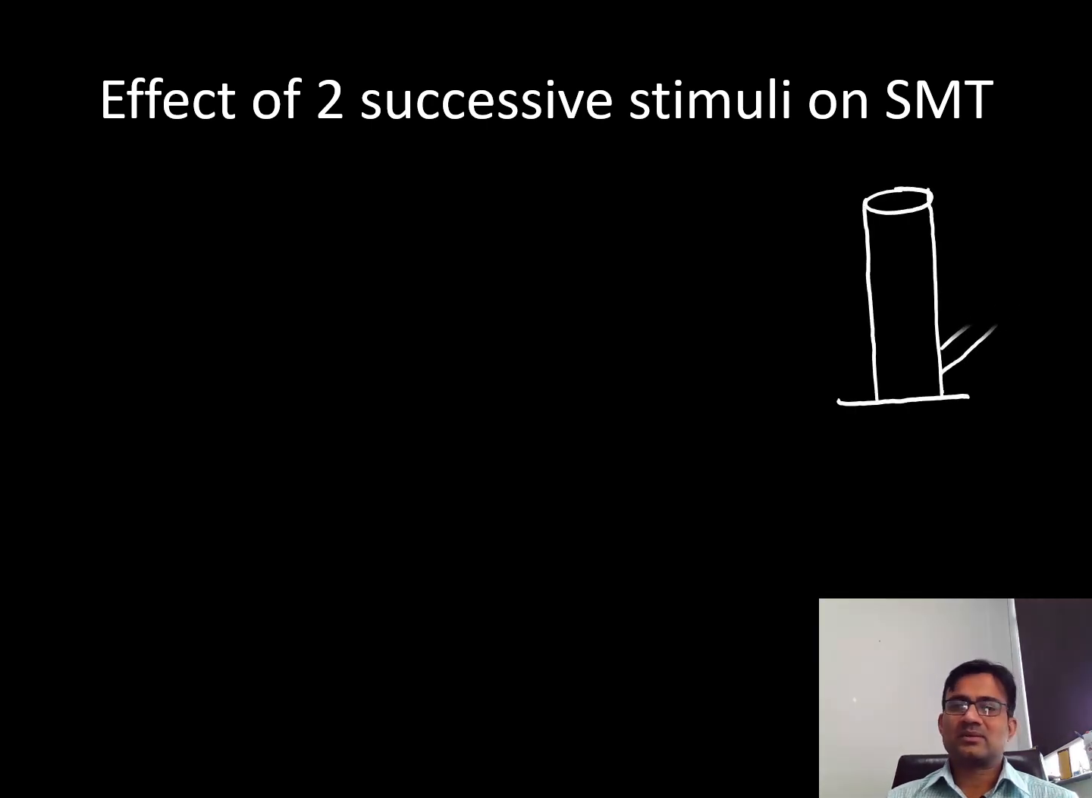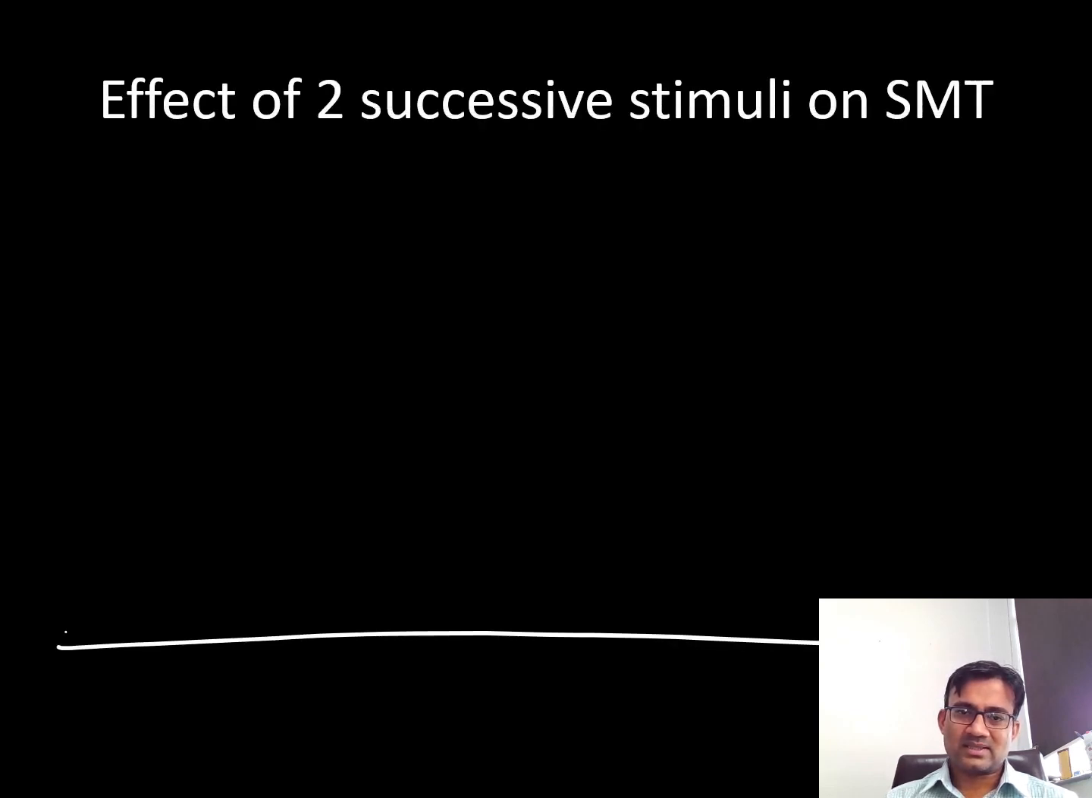Now for the effect of two successive stimuli. Initially I have told you in my previous video that there is a drum, the kymograph drum. At the base of the drum, there are two projecting strikers. You can increase or decrease the distance between the two. Thus, you can adjust the distance between two successive stimuli. So S1 and S2 are there, two stimuli.